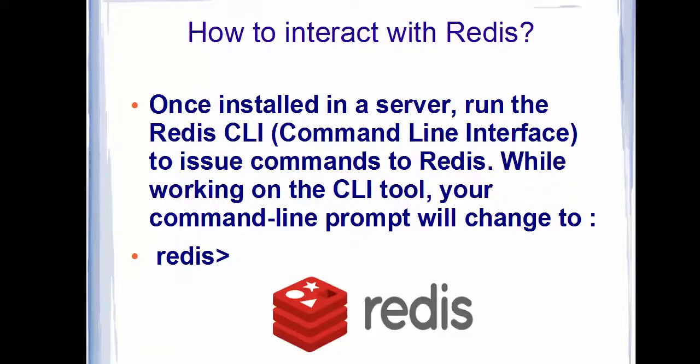Now you must be wondering how to interact with Redis. Redis can be installed on a server and it can be interacted with using a command line tool or command line interface called Redis CLI. Using this Redis CLI, we can interact with our Redis server. This Redis client can be used on any machine, and when we open this command line client, the first line will look like this: Redis, then this kind of angle bracket. We will see in the coming videos how to install Redis and how we can use Redis.